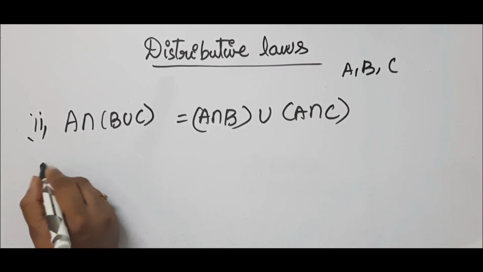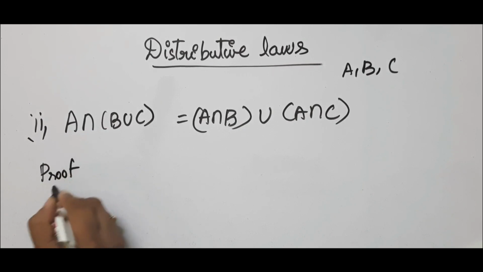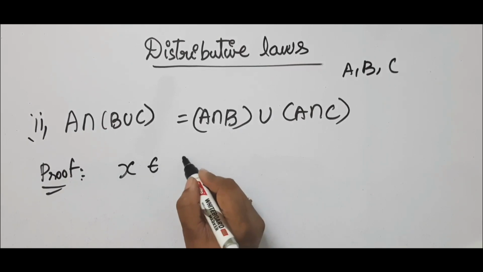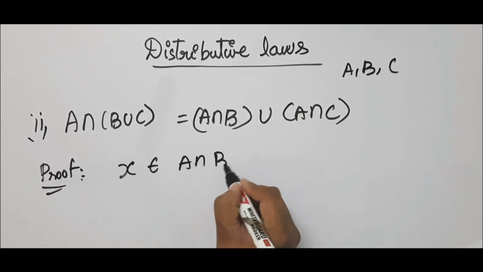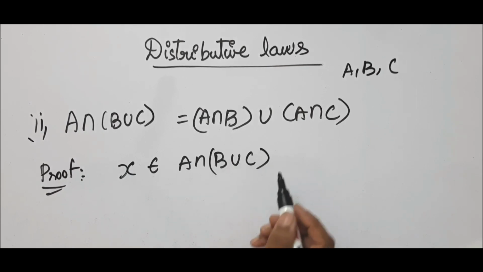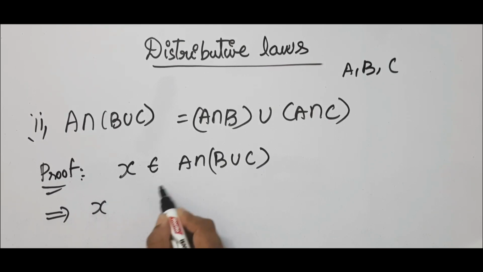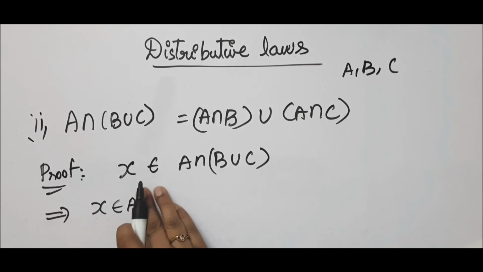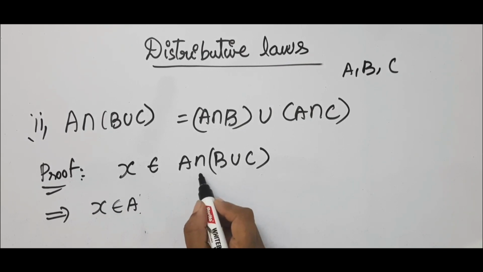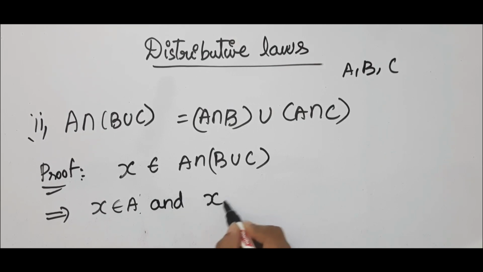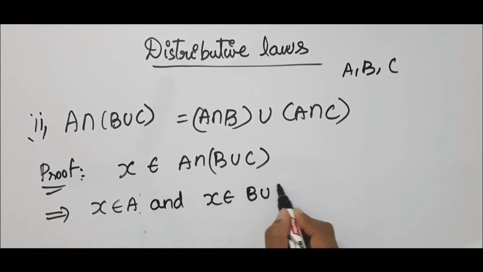Proof. Same thing. Let X be any arbitrary element which belongs to A intersection B union C. Here, this shows, the next step will be, this can be written as X belongs to A. As intersection is there, we have to write and X belongs to B union C.